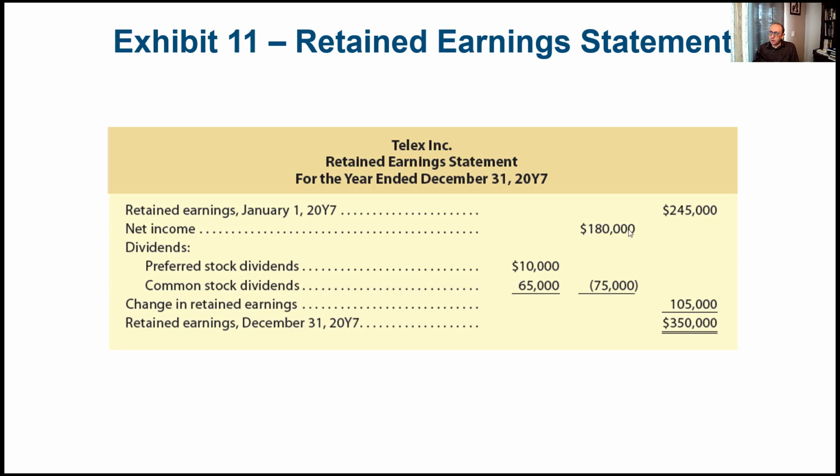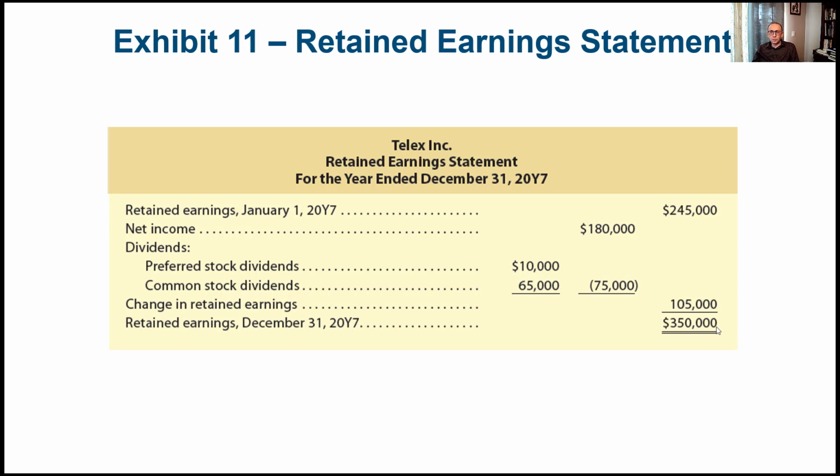We subtract that from the amount of net income to get the amount of net changes in retained earnings. And in this case, it's a positive increase because the amount of net income was more than the dividends, which is 105. We add that to the beginning balance of retained earnings to get the ending balance of retained earnings. So we have retained earnings of December 31st, year 7 to be $350,000.